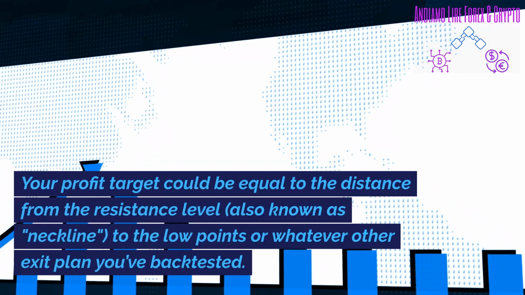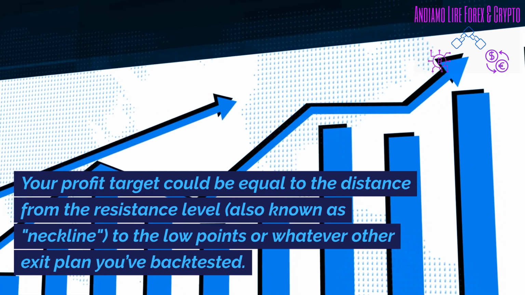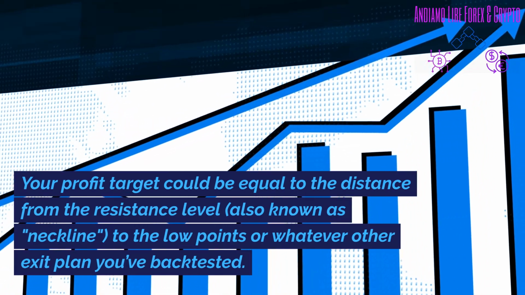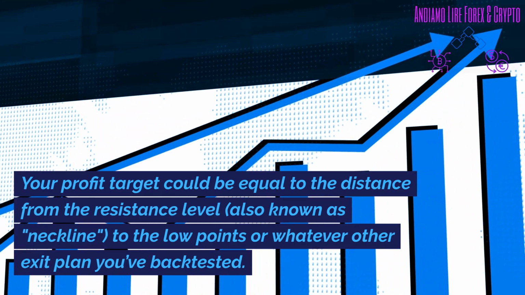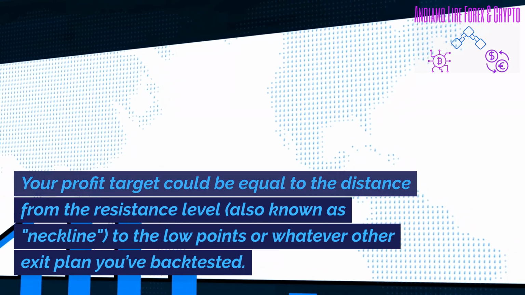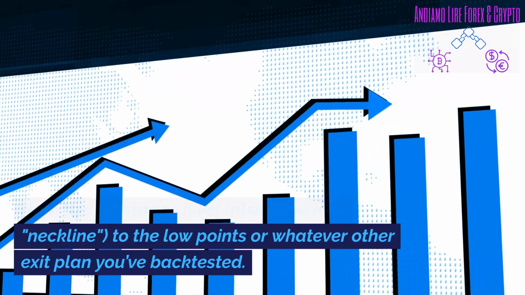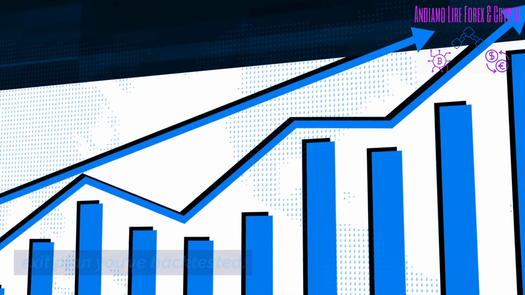Your profit target could be equal to the distance from the resistance level to the lowest point, or wherever else you want to place the exit. Again, that's up to you. Make sure you've back tested and you've experimented a little as far as where to place that target.